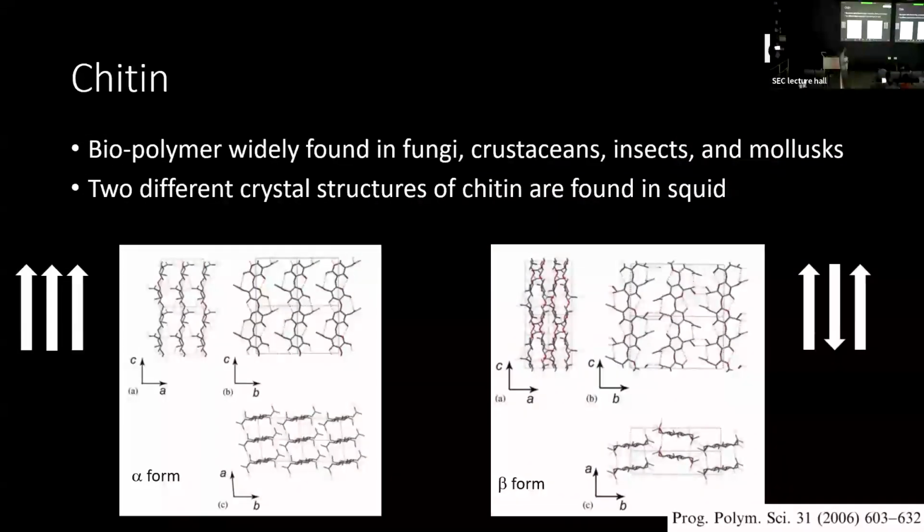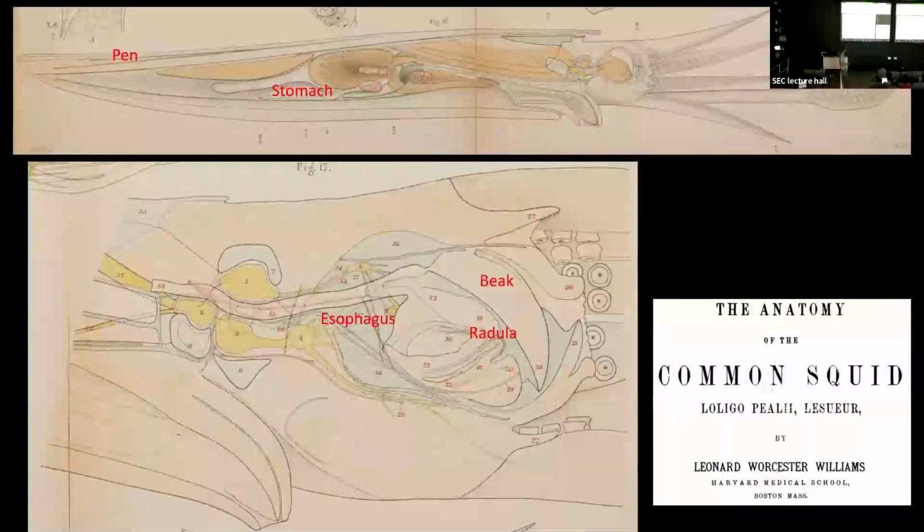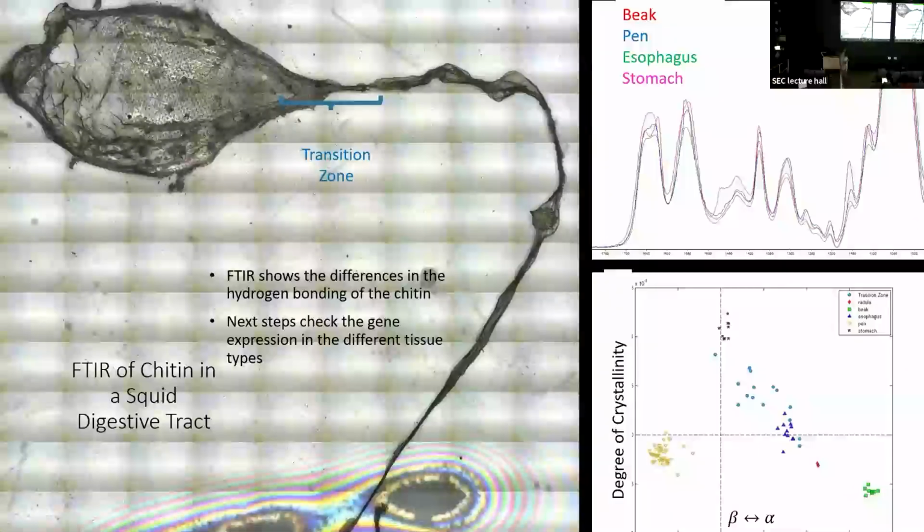So even though these chains have the same chemical groups, they're arranged differently, and the phonons that we're probing are sensitive to the arrangement, whether they're arranged in parallel or anti-parallel. And so we found that instead of there being a really sharp alpha to beta transition, there's this transition zone over 800 microns. And this is still an ongoing research project trying to understand how the squid controls the crystalline form of the chitin it uses.